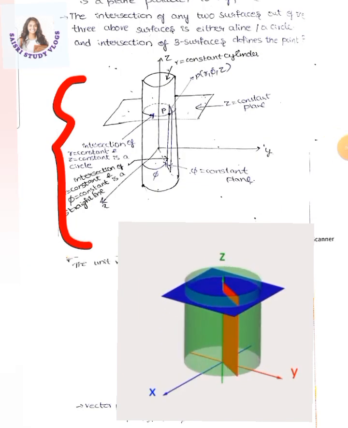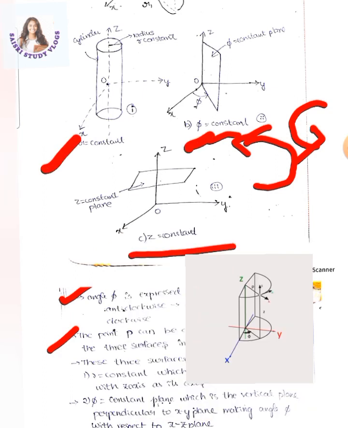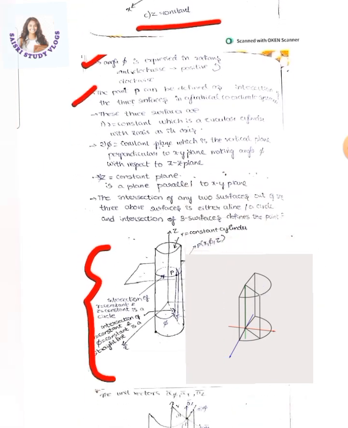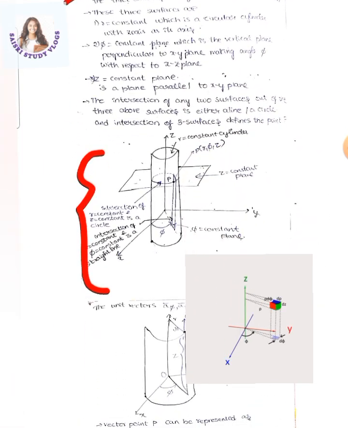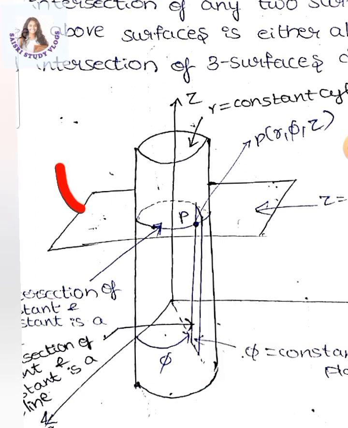Here we can see a diagram in which the three surfaces we have seen above, the r constant, phi constant and z constant surfaces, are combined together so that there is a point P. Here we can see the point P where the three surfaces meet. This is the z constant surface, this is the r constant surface, and this plane is the phi constant surface.